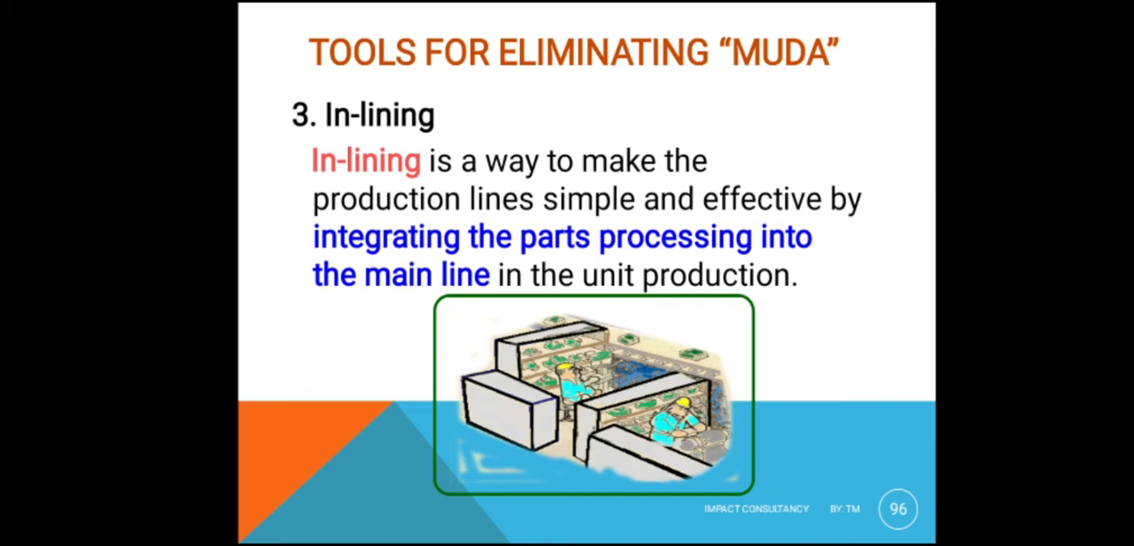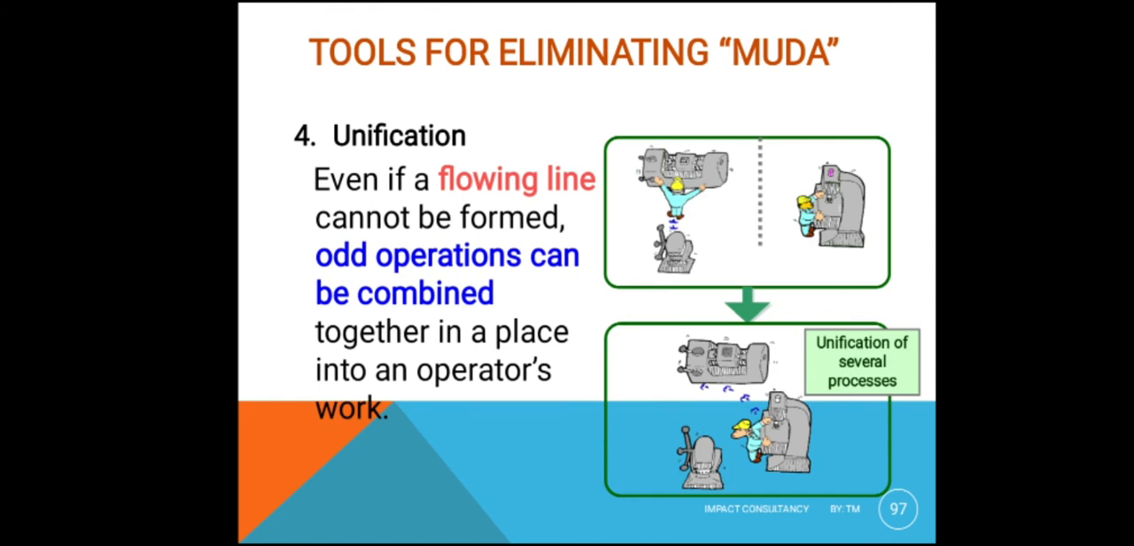Inlining is a way to make the production line simple and effective by integrating the parts processing into the main line in the unit production. And unification, even if a flowing line cannot be formed, all the operations can be combined together in a place into an operator's work, so that unification is like this, as you've seen in the image, unification of several processes into one. So the worker will do on the same position many operations. He will perform many operations.